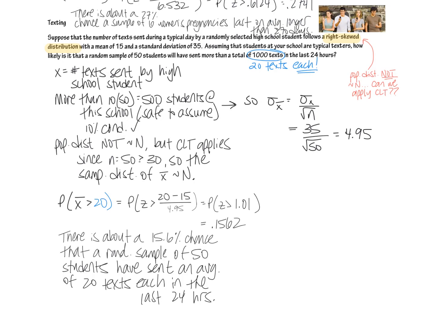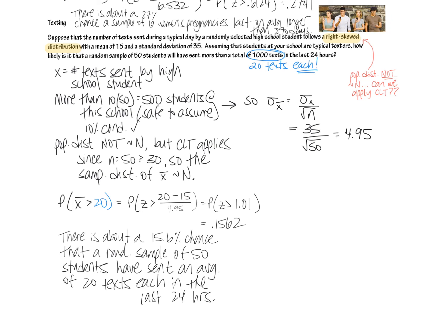And to finish it off, just so you can check, here is what my interpretation of that 15.62 actually means. That means there's about a 15.6% chance that a random sample of size 50 students have sent an average of 20 texts or more. You could also use the exact wording up here of 50 students who have sent more than a total of 1,000 texts, but I decided in my interpretation to use the 20 texts each, just because that explains a little bit better where that 20 came from.